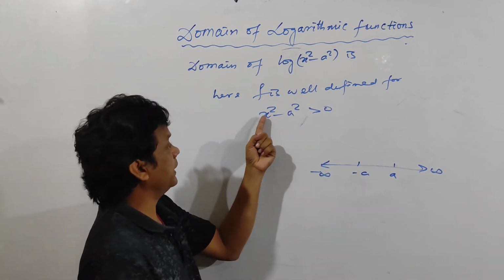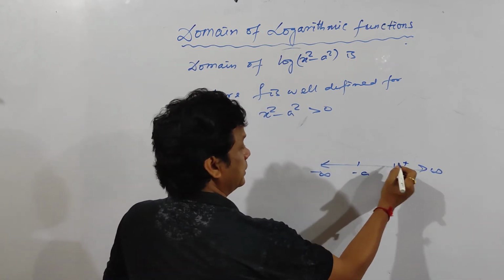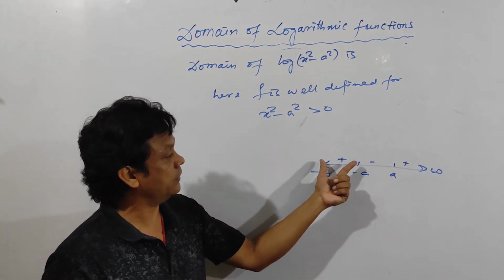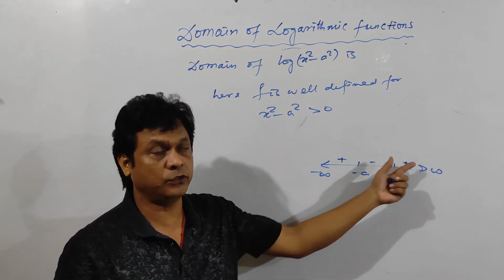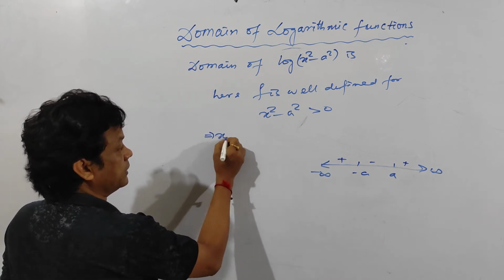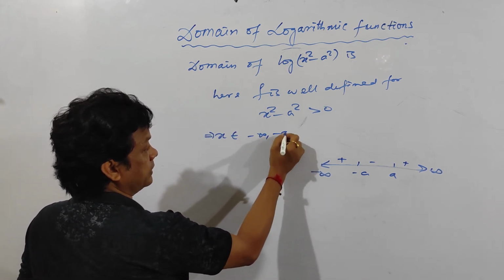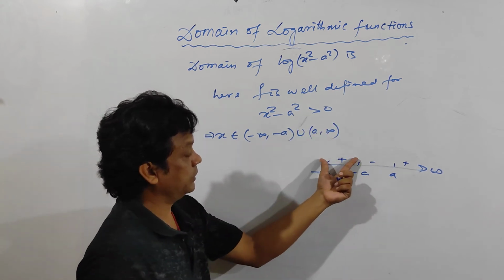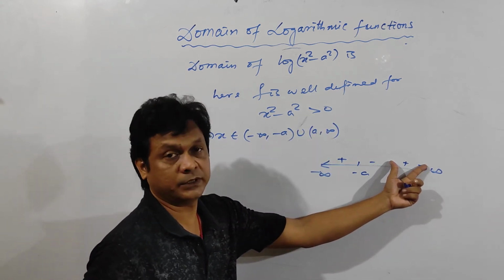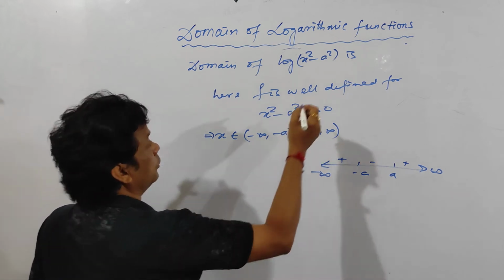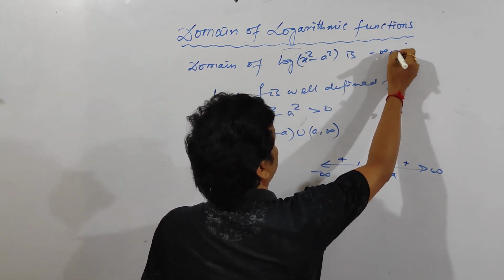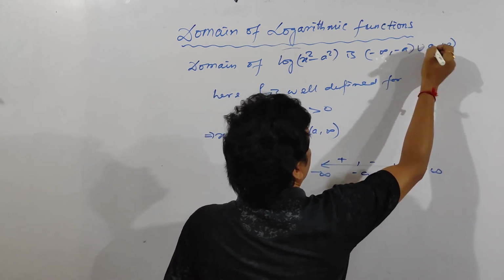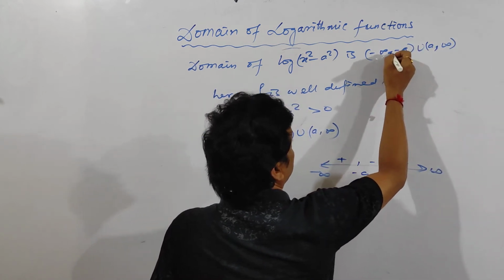And the sign of x square is positive. So this is positive, this is negative, this is positive. And your requirement is positive. So either this part or this part, or means union. So x belongs to minus infinity to minus a, union a to infinity. This part, union this part. Clear? So the domain is minus infinity to minus a, union a to infinity. You should remember these formulas.